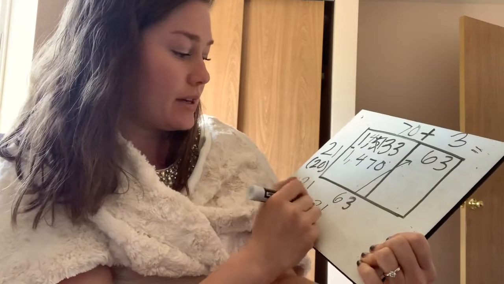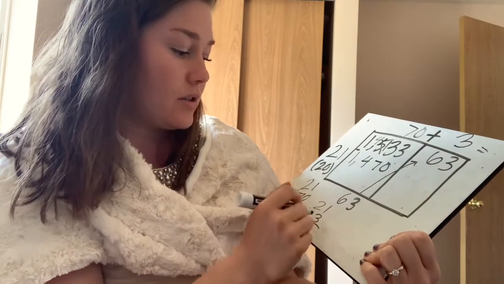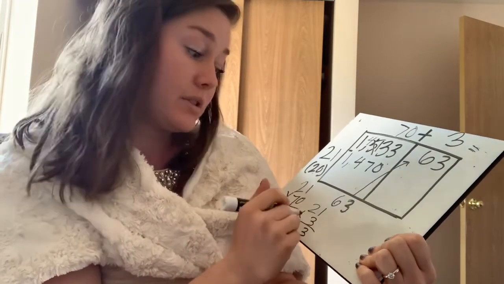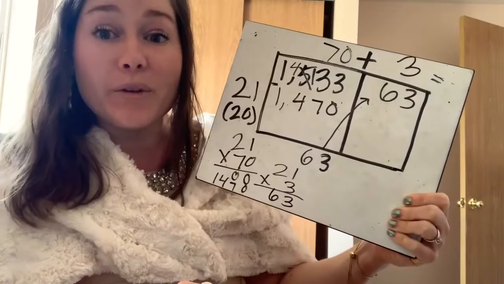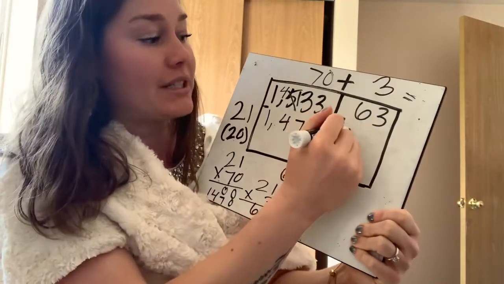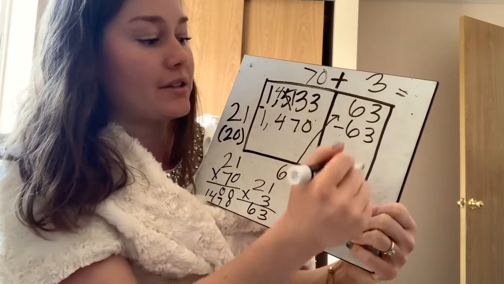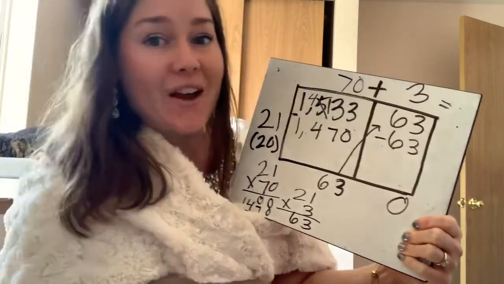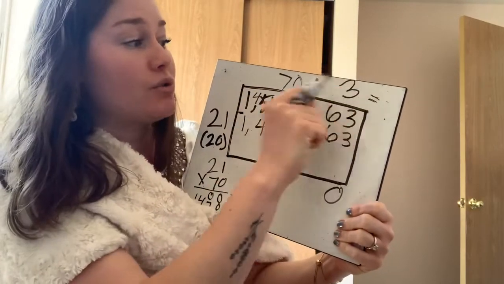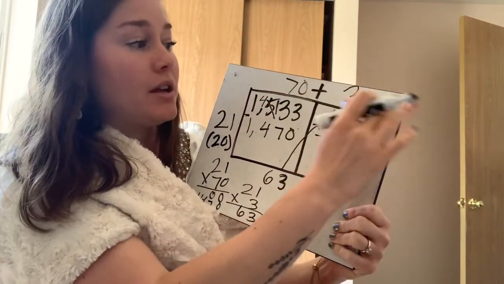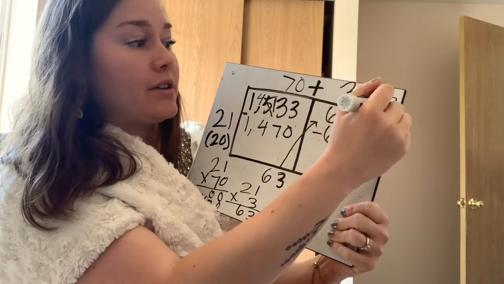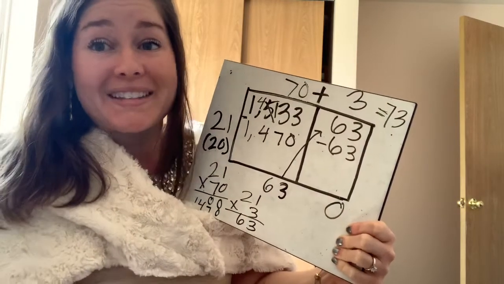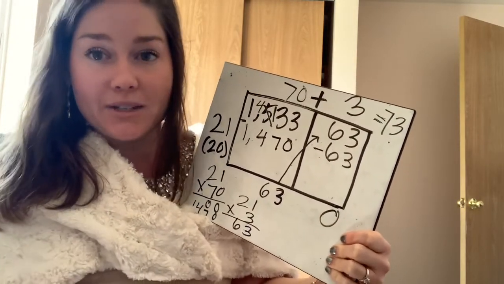So 21 times 3. 3 times 1 is 3. 3 times 2 is 6. And look at that, we have a perfect match. So then we subtract 63 from 63, and we're left with 0. My final step in place value is to add my partial quotient, which is 70 plus 3, to get a final total of 73, which was the same exact answer we got when we did digit by digit.